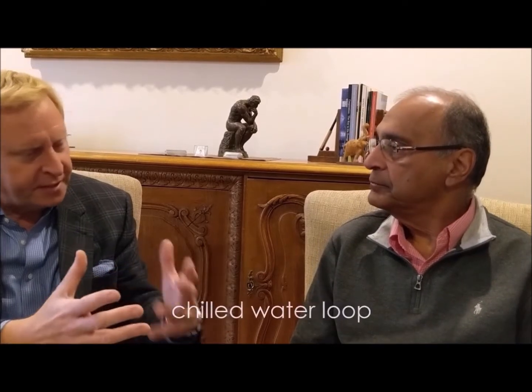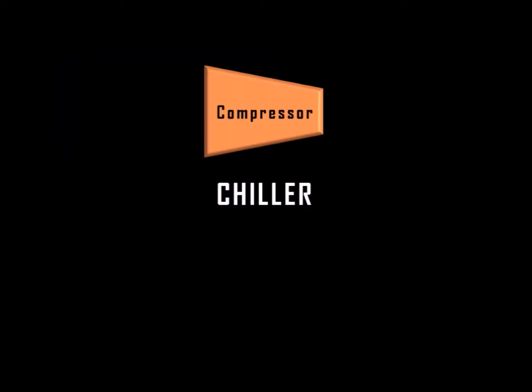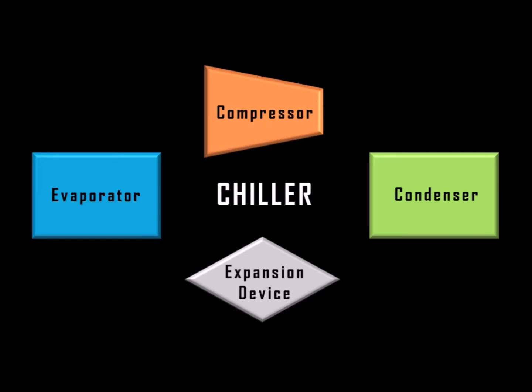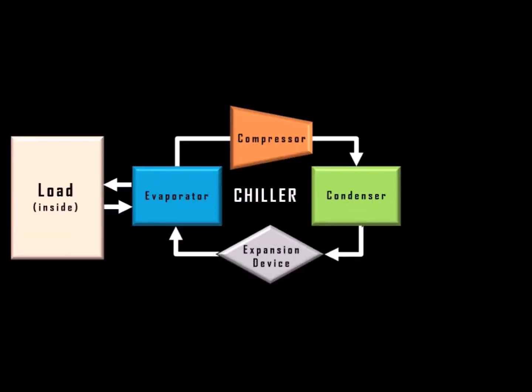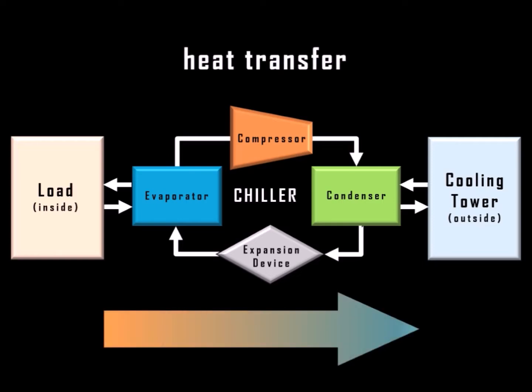And the chilled water loop, is that a subset of a central cooling system? Yes, the chilled water loop is a subset of the chiller system. The chiller itself consists of a compressor, a condenser, an evaporator, and an expansion device. And then the chilled water loop goes through the evaporator back to the building where the cooling is needed.